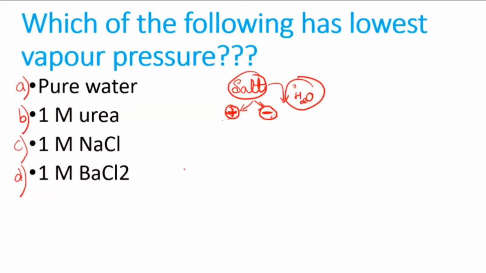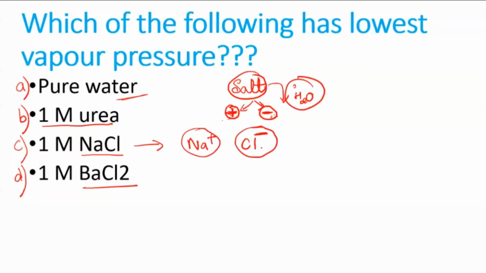Now we'll discuss why. Pure water anyways doesn't come into the concept because pure water has highest vapor pressure, you have seen. Now 1 molar urea. See, urea is an organic compound. Urea doesn't dissociate into ions. It has a covalent bond. You know, a covalent bond compound doesn't break down. Correct, no? Remaining are NaCl and barium chloride. These are the salts which can dissociate. NaCl will dissociate to give you Na plus ion and Cl minus ion. So 1 NaCl has broken down to 2. That means the number of particles has increased. Yes, it will lower the vapor pressure.